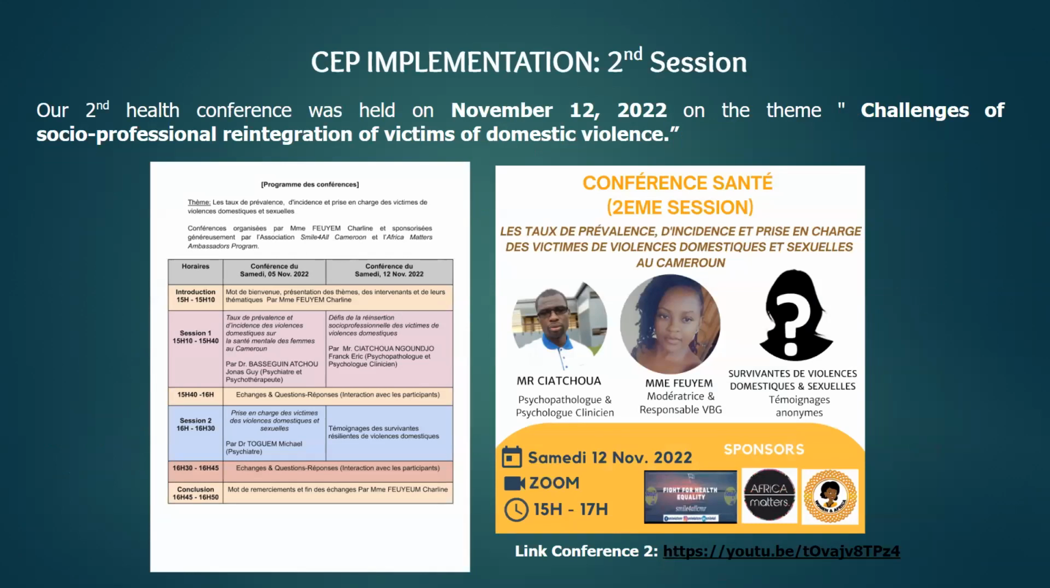Our second health conference was held on November 12, 2022 on the theme Challenges of Socio-Professional Reintegration of Victims of Domestic Violence. And you have the table of the program of the two conferences, and on the right, the poster of communication on the second conference with the speaker. Just below you have the link to follow the recording of this second conference. Next slide, please.